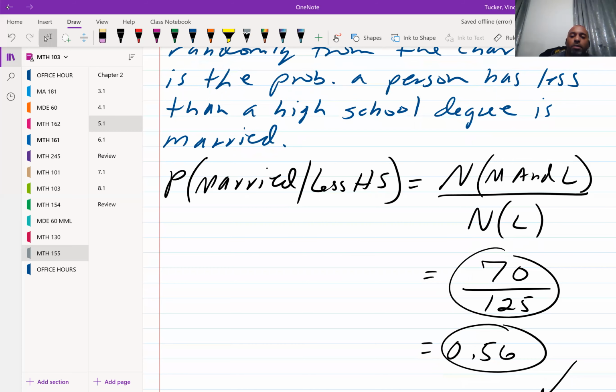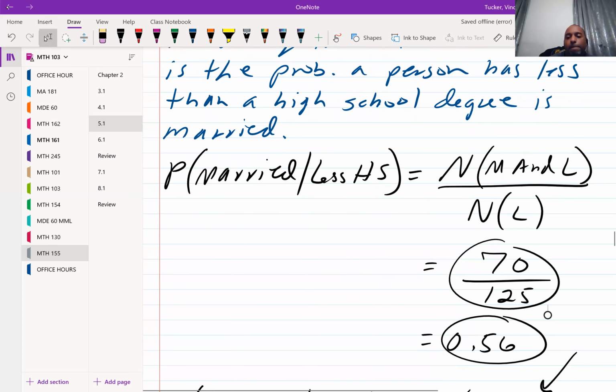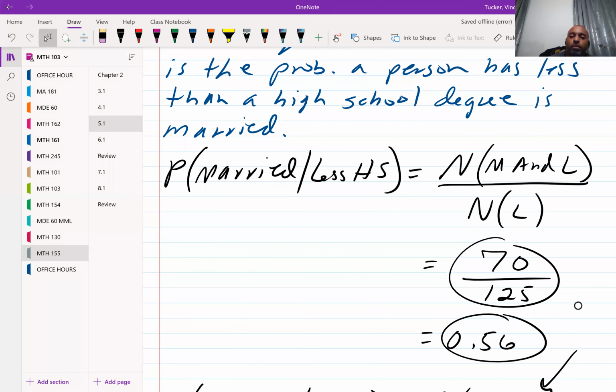Any problems with that? So it's just 0.56, not 56%. It's the same thing as 56%. And once again, MathLab will let you know which one they want. So just hold true to those directions.